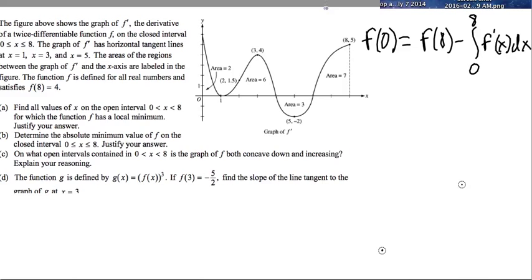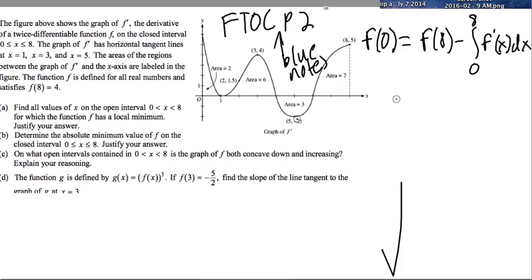So it's the same thing where we're solving for one value of f using another value of f and the integral of f prime. We're rearranging FTOC part 2. And remember, this is blue, so this was notes. You wouldn't write that on the page. So let's figure out what f of 8 is, and I'm pretty sure f of 8 is still 4. So let's figure out what the integral from 0 to 8 is.